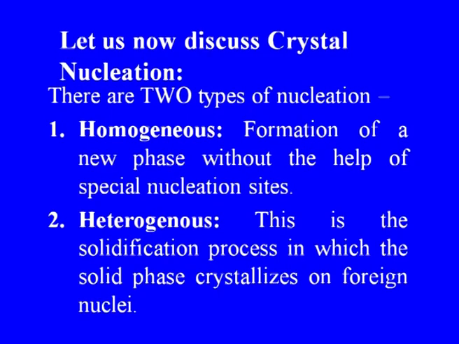Let us now discuss the crystal nucleation process. There are two types of nucleation. Number 1, homogeneous nucleation. Homogeneous nucleation is the formation of a new phase without the help of special nucleation sites. Number 2, heterogeneous nucleation. In the heterogeneous nucleation process, the solid phase crystallizes on foreign nuclei.